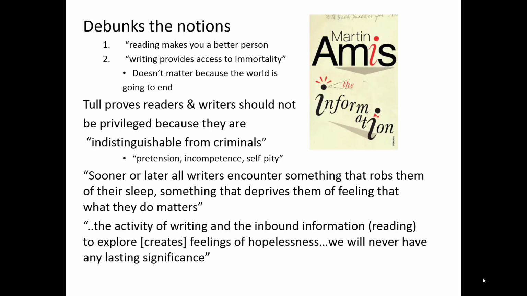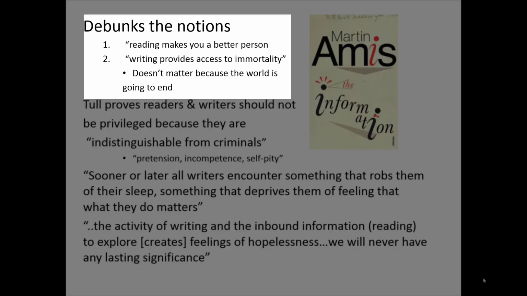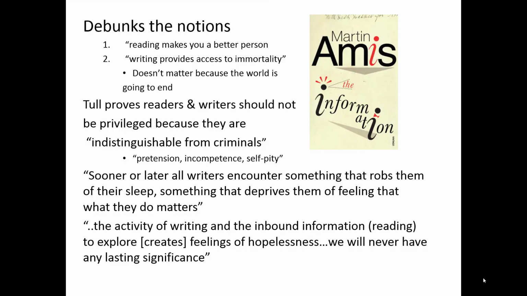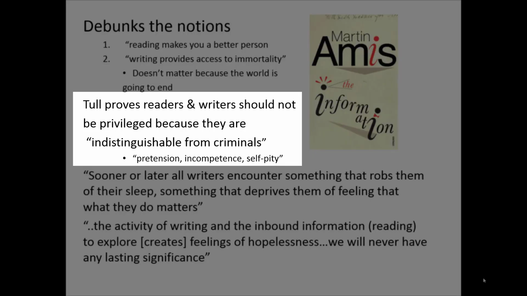Miller also uses Martin Amis's book, The Information, and he points out that Amis debunks the notion that reading makes you a better person. And even though writing does provide access to immortality, it really doesn't matter because the world is going to end. Tull is a vehicle to prove the writer's point that readers and writers should not be privileged because they are indistinguishable from criminals. They're pretentious, incompetent, and full of self-pity.